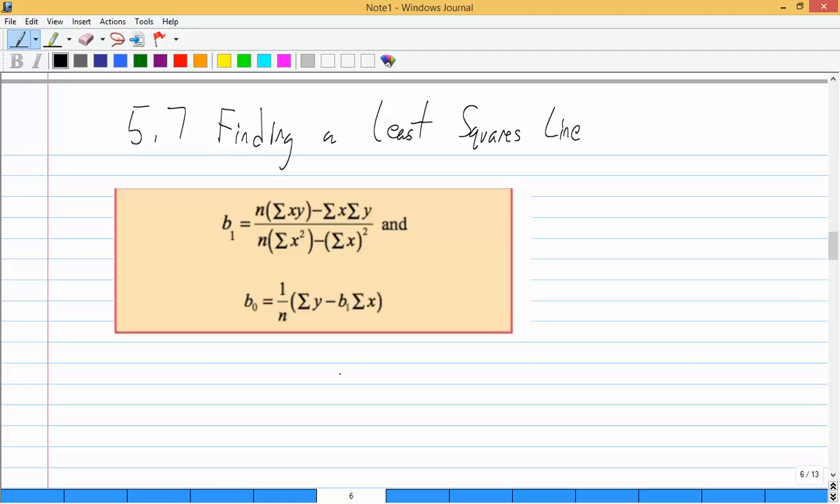So really, all we would need is the number of data items. We'd need the sum of all the x values, the sum of all the y values. You'd need another column that was the sum of x squared, and another column that was the sum of x times y. Okay, and so this is how we could calculate our b sub 1 and our b sub 0. Remember, b sub 0 is the y-intercept, and b sub 1 is like our slope.